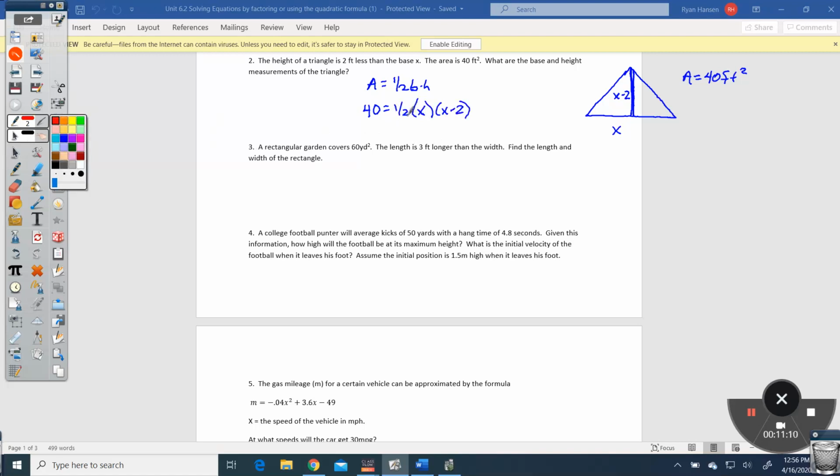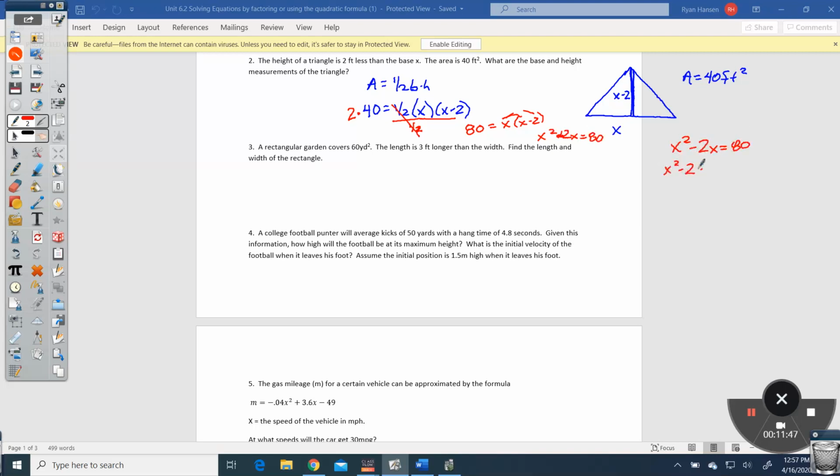First thing I'm going to do is get rid of this half. So you could divide by a half if you'd like. Remember, dividing by a fraction is the same as multiplying by its reciprocal, so it's the same as multiplying by 2. So those cancel off. 2 times 40 is 80, so that's 80 equals x times x minus 2. If I distribute that x, I now have x squared minus 2x equals 80. And I'm going to write it over here because that looks really sloppy. X squared minus 2x equals 80. Whenever we have a problem like this, we want to get it equal to 0.